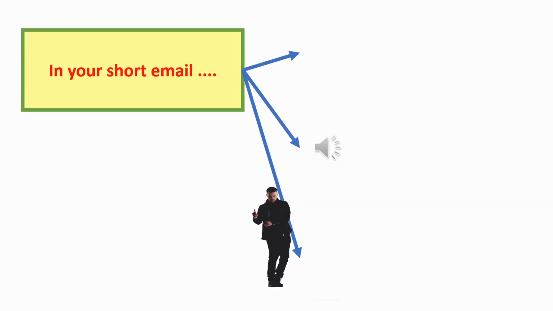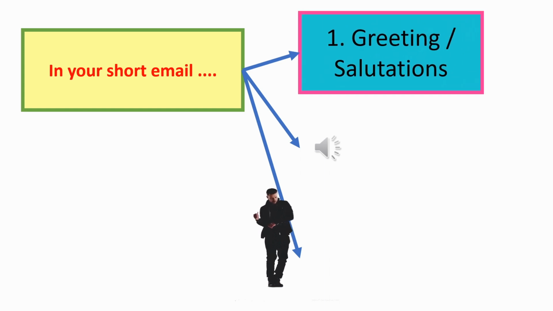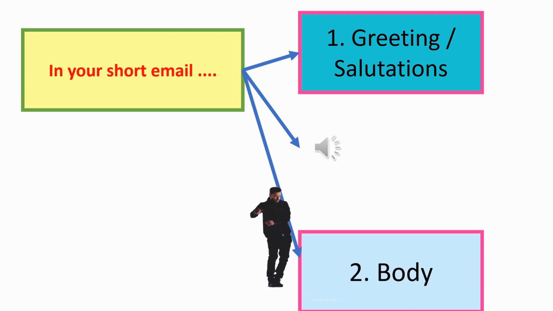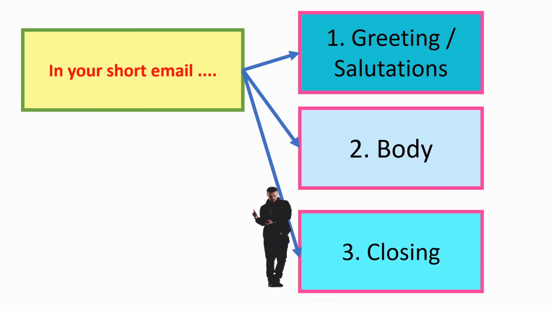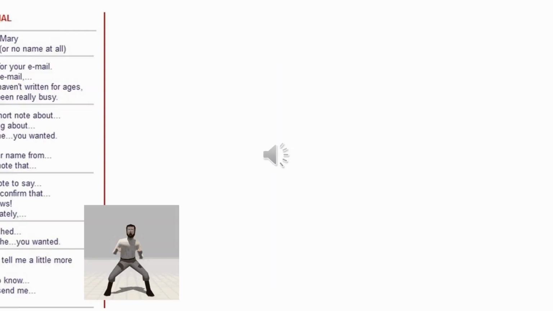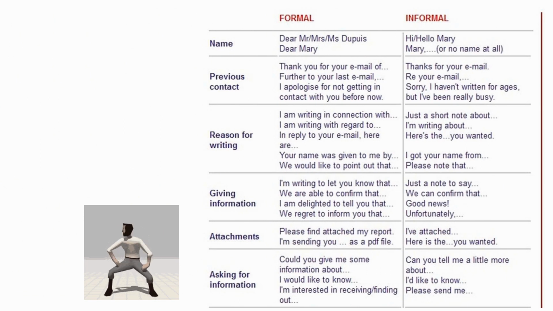After knowing what you need to do, now you must know how to write an email or short email. The first part must be the greeting or salutation. The second part is the body, the contents, and the third part is the closing. This list I took down from the internet to share with you, and it is a breakdown of the 3 parts. Let's run through it.